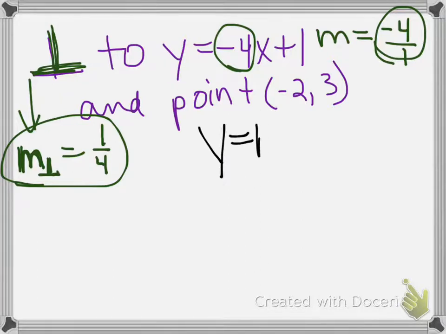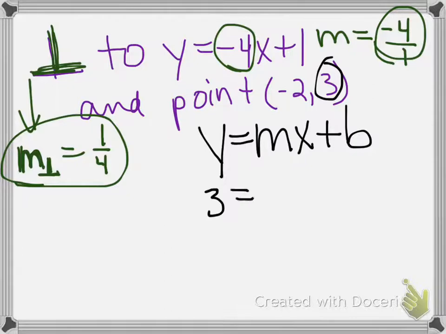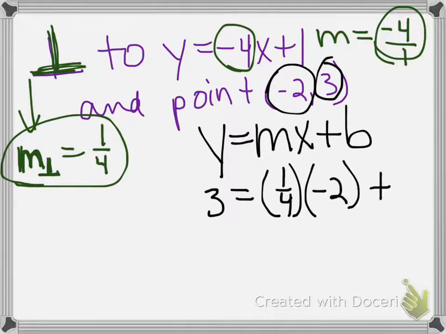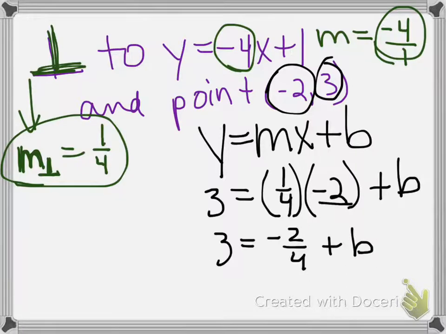So y equals mx plus b. I know that y is 3. I know that m now, this time, is 1/4. I know that x is -2. And I do not know b because that's what I'm trying to find. So 3 equals 1/4 times -2, which is -2 over 4. Remember that you would put that over 1.